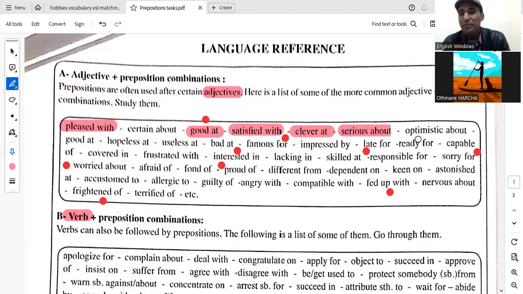Pleased with. Pleased with, it means satisfied with, right? Satisfied. Je suis heureux, content avec quelque chose, right? I'm satisfied, I'm pleased with, right? I'm satisfied with.